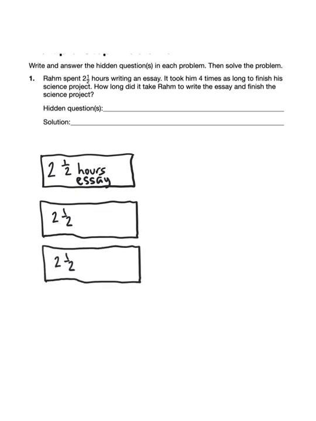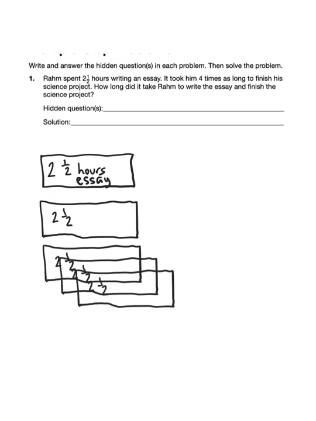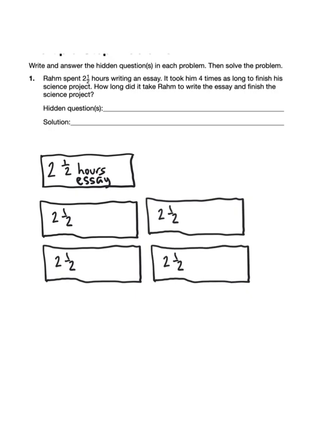Okay, so we can represent this information visually with a tape diagram. The first part of our tape diagram is going to represent the amount of time it took him to do the essay. Then we're going to take this amount of time, 2.5 hours, and we're going to multiply it times 4. That's the amount of time he spent doing his science project. So let's see, 2.5 times 4, this is his science project.